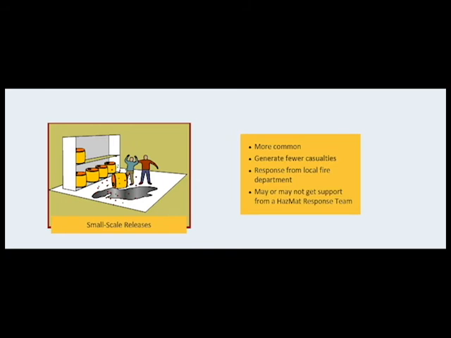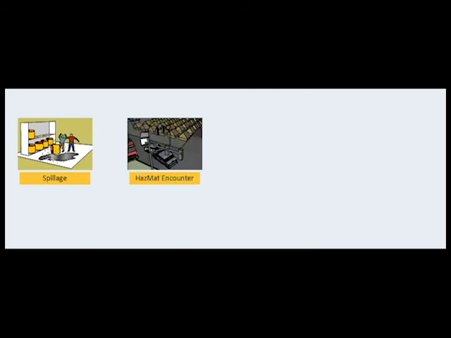Small-scale events involving hazardous materials are more common, generate few casualties, and typically receive a response from the local fire department, and may or may not get support from a hazardous materials response team responding from a more distant location. Small-scale events could be caused by emergency spillages or releases, or may be the result of hazardous materials encountered at fires, traffic accidents, and other emergency incidents.